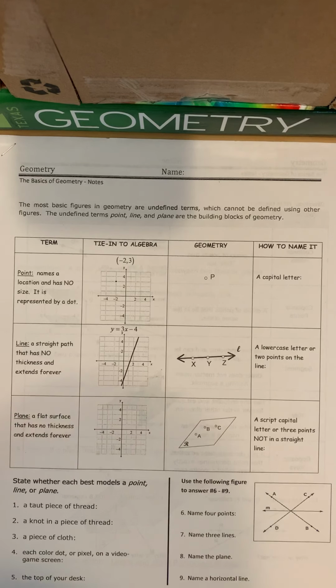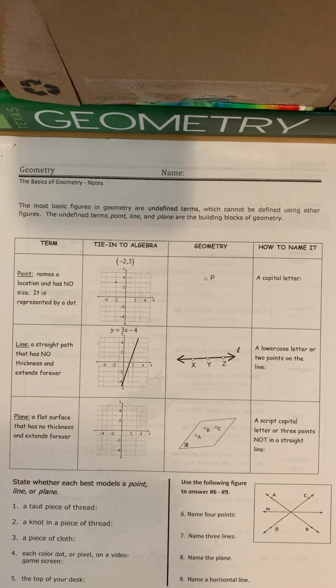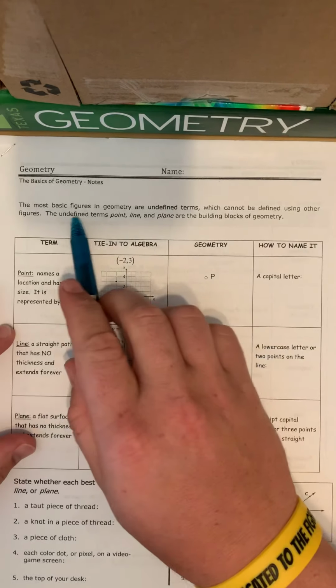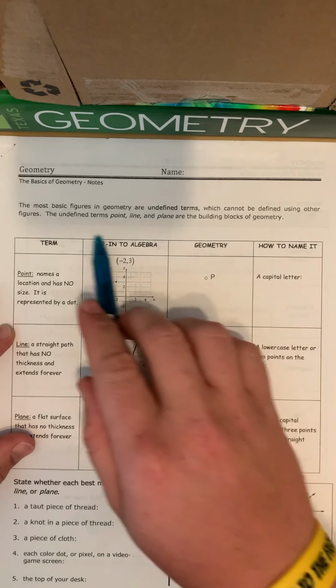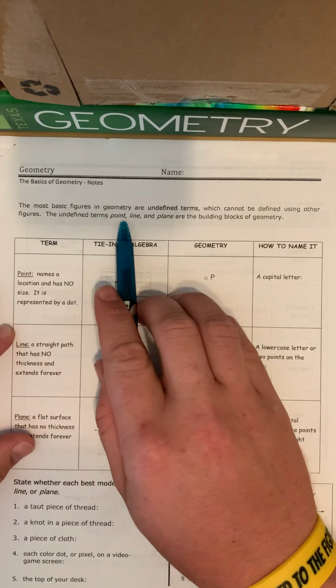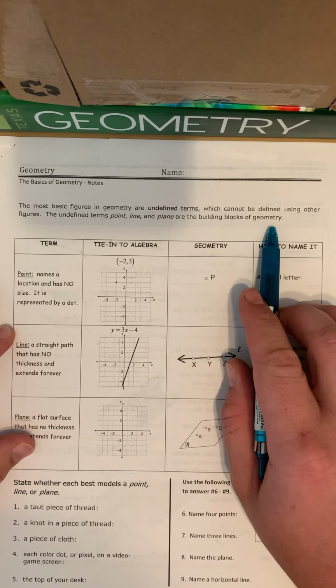Okay, everyone, here is a set of notes on the basics of geometry. Mostly we're going to be talking about points, lines, and planes today, okay? So the most basic figures in geometry are undefined terms, which cannot be defined using other figures. The undefined terms point, line, and plane are the building blocks of geometry, okay?